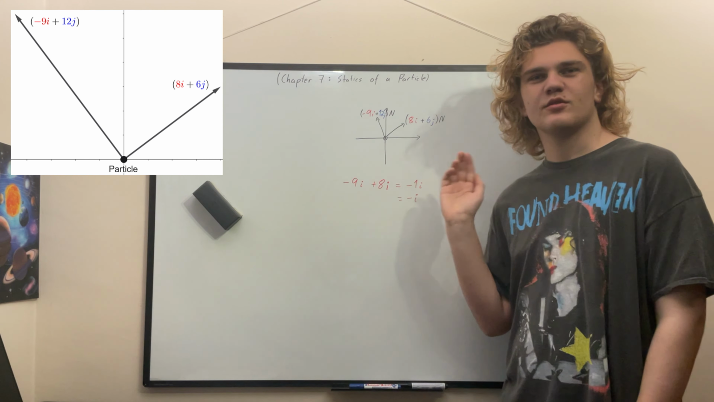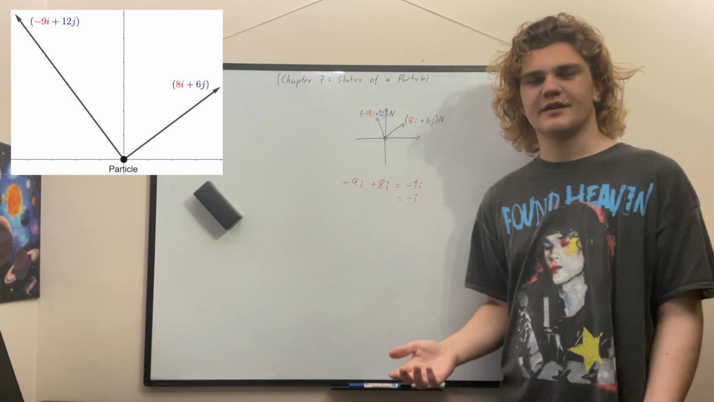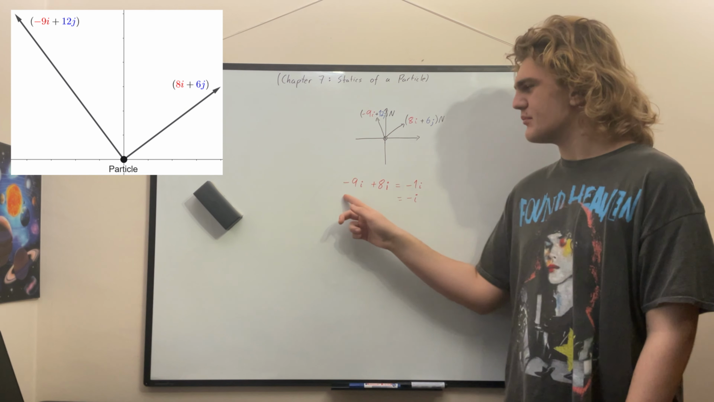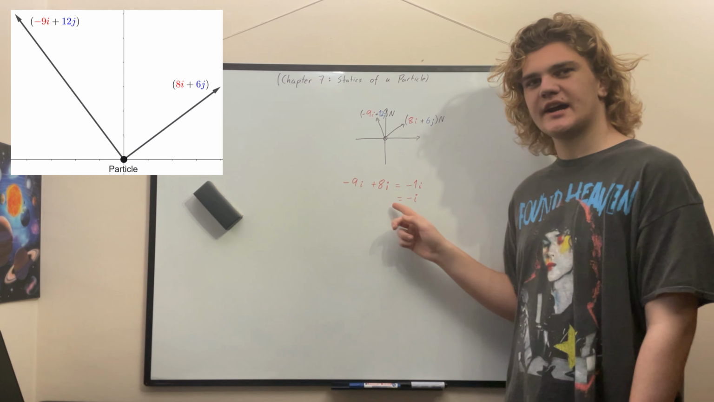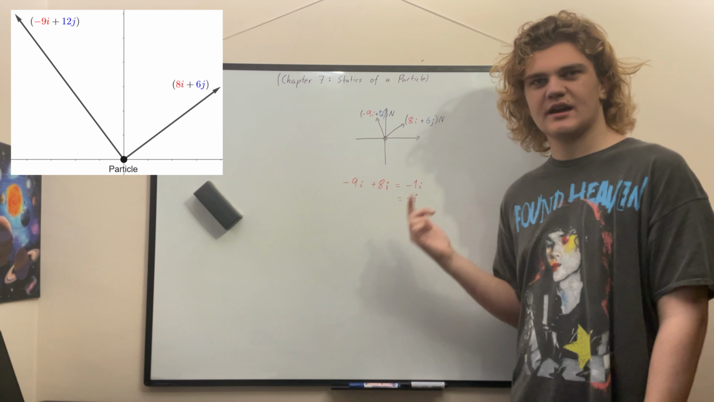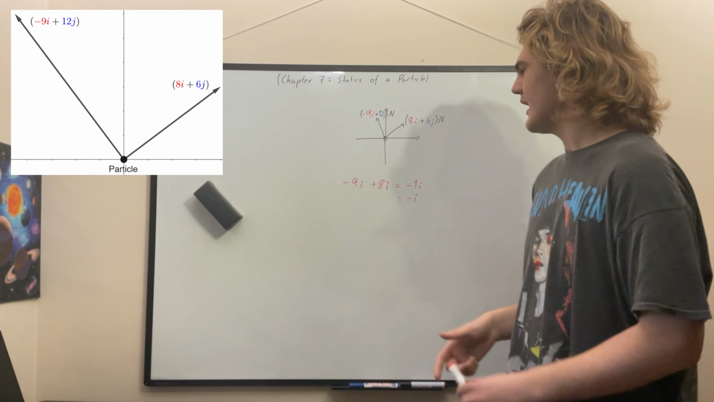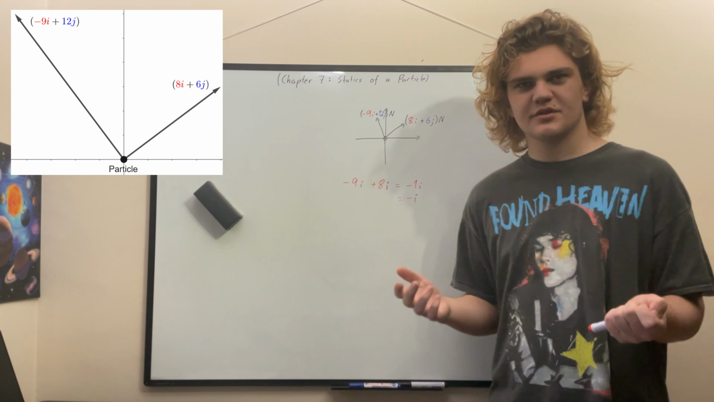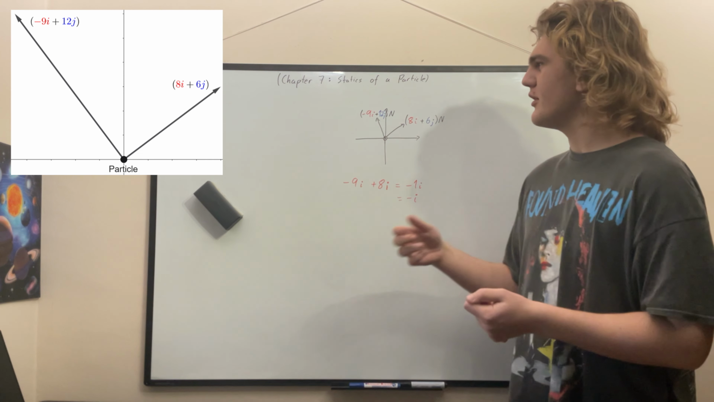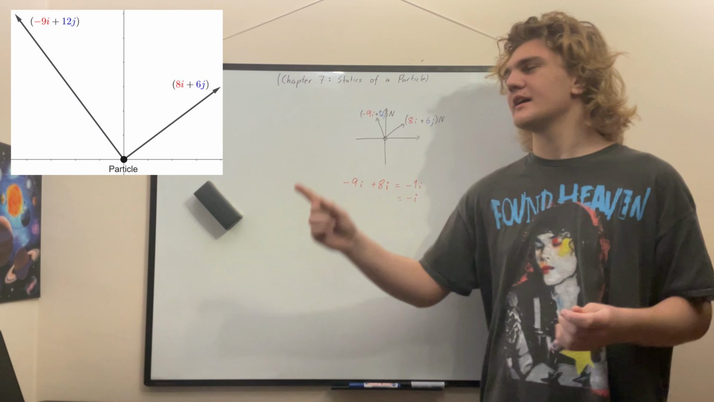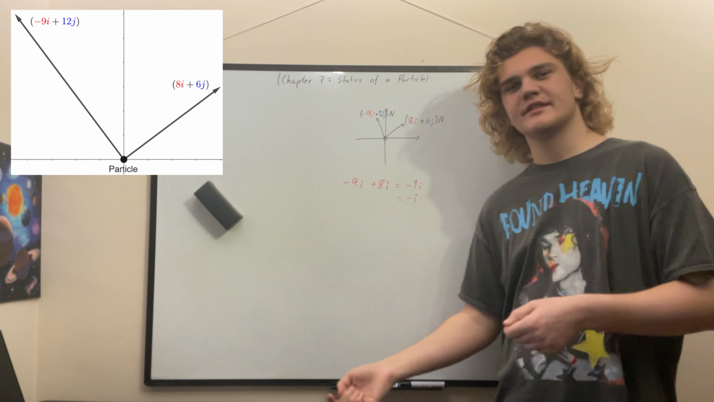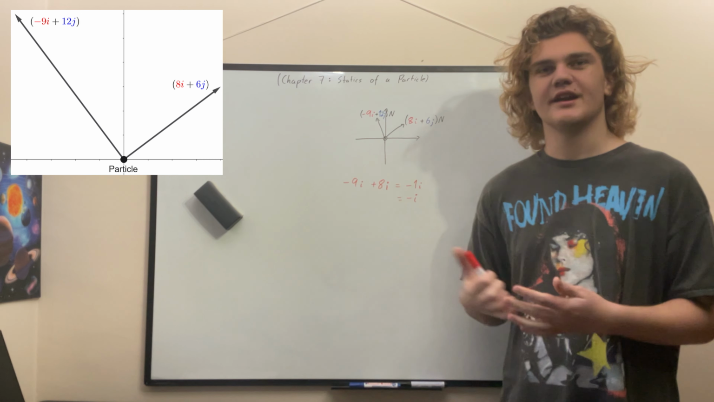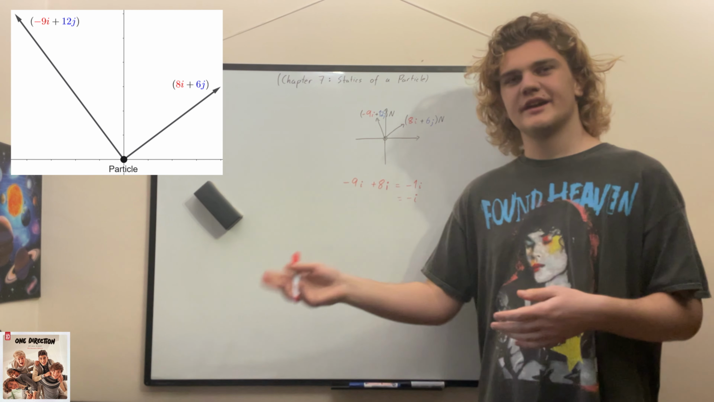If we look at the horizontal vectors, which are our i parts, we see that minus 9i plus the 8i of the other vector gives us minus i, or minus 1i. And that would be the horizontal component of the vector. So if one person is pulling it with minus 9 newtons force in one way and the other's pulling plus 8 in the other way, it's going to move minus 1 in one direction.